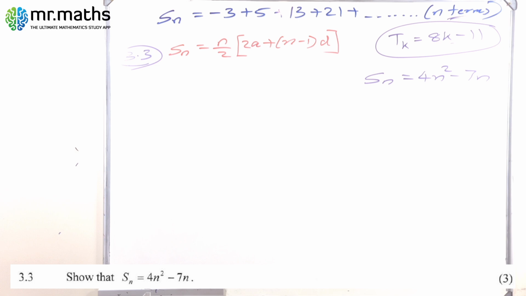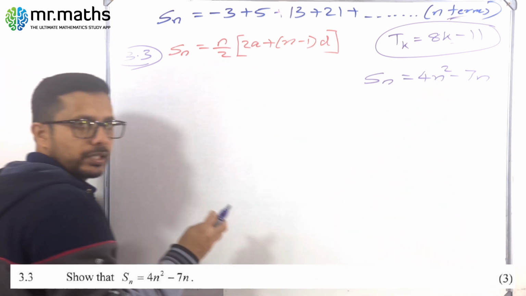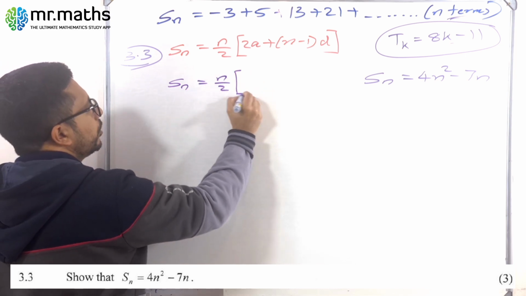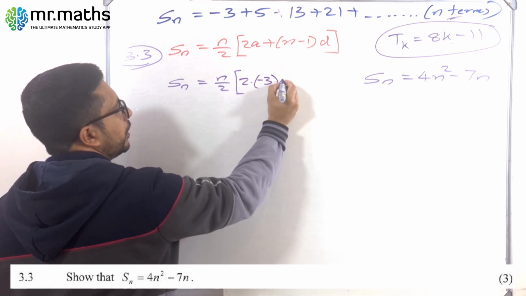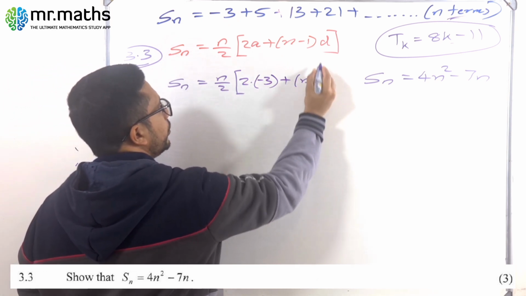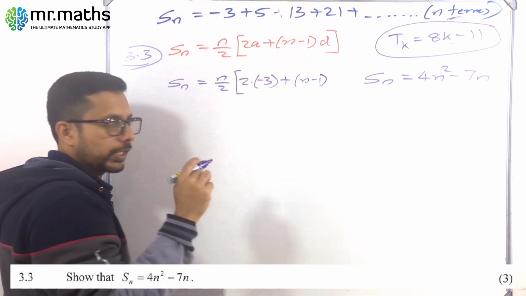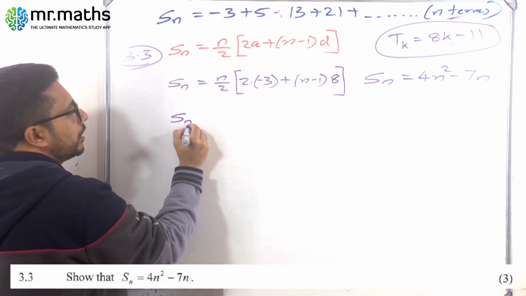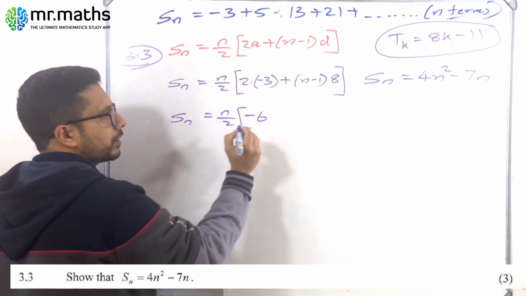Am I right? Okay, so here we can substitute the values. We don't want to substitute anything for n because they want the answer like that, Sn is equal to. So Sn is equal to n over 2 into 2a, where the first term a is minus 3, plus n minus 1 into d. What is the common difference? Previous question, do you remember? We got 8 as the common difference. So into 8.